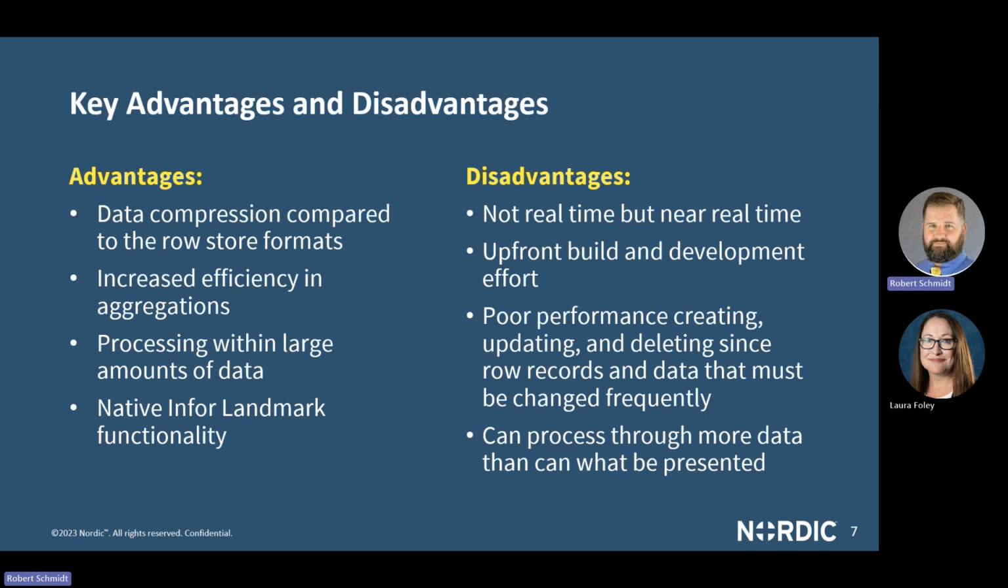Similarly, because of our data type columning, we have increased efficiency in aggregations. Similar to what I talked about for finding the average age, because I'm in columnar and that data is the same data type saved in its own column, I can do that faster and find that aggregation across it.